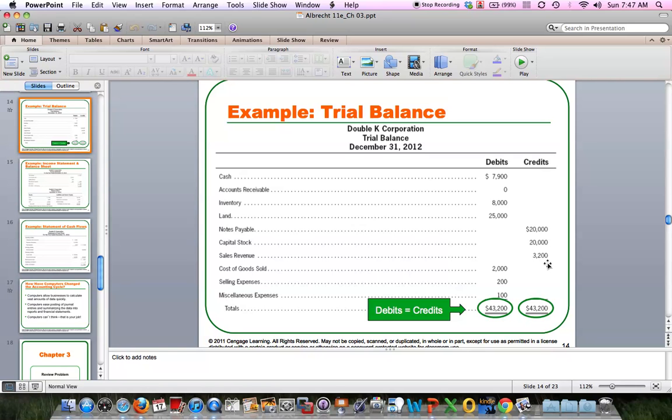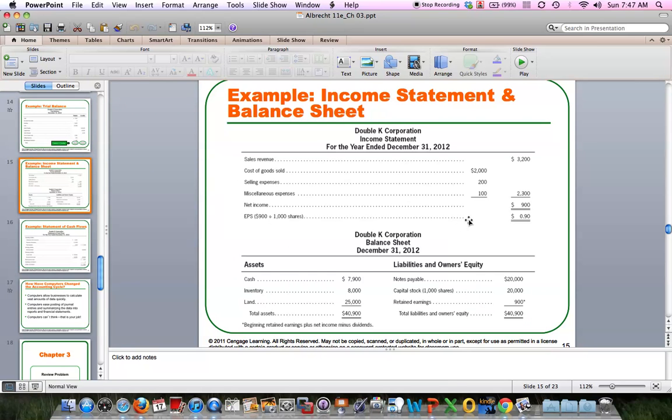Look at the revenue and the expenses. 3,200 of revenue, 2,200 and 100 for expenses. And look at my income statement then. There's that same revenue number, there are the same expense numbers, and there's my net income of 900. Earnings per share is earnings divided by shares outstanding, 90 cents per share. Look at my balance sheet. Those same numbers on my balance sheet came from my trial balance.